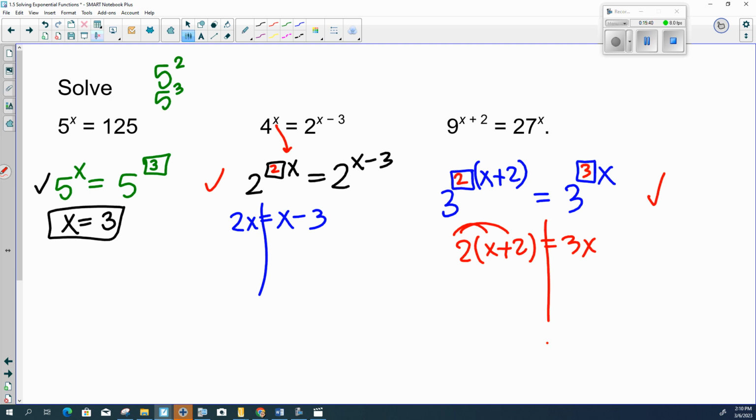Ashlyn, did you get the same answer when you used 1.5? You should get the same answer. I just haven't tried it. Okay, we have to make the bases the same.